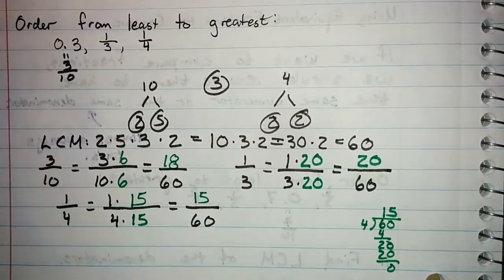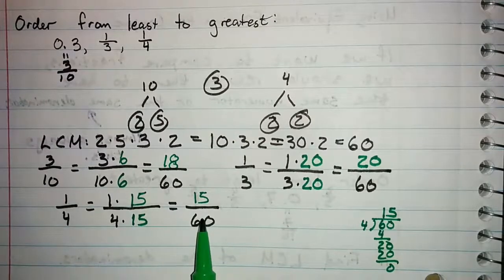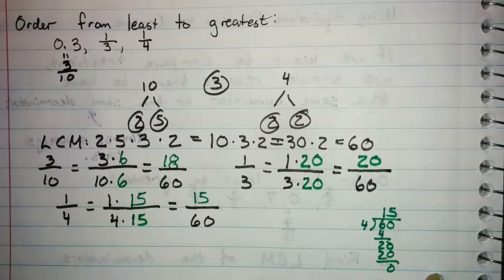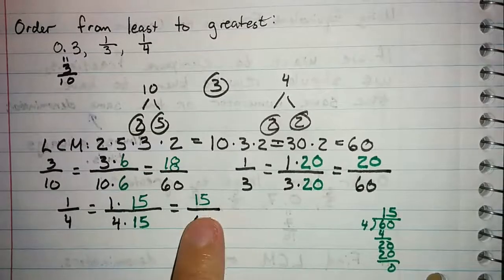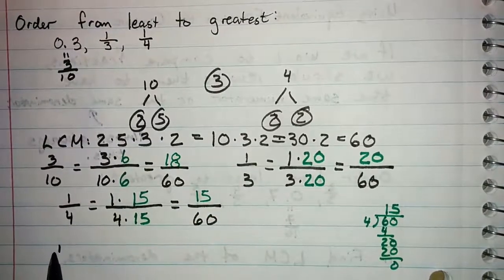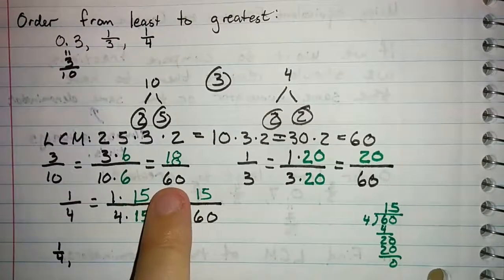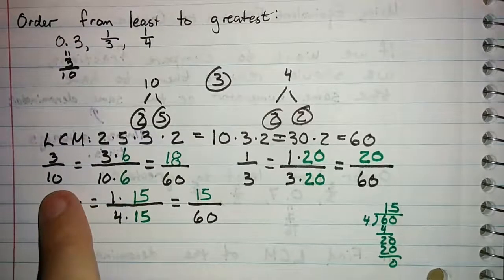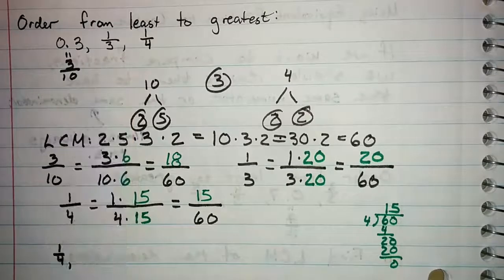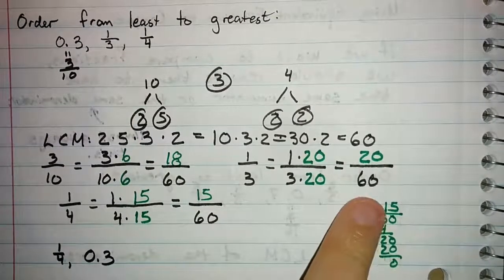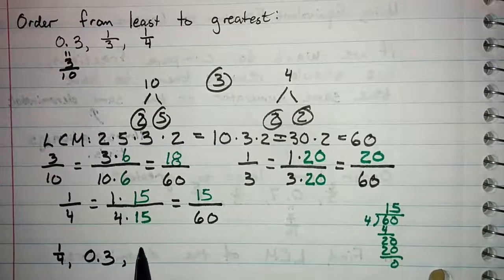All right, so what are my fractions here? 15/60ths, 18/60ths, and 20/60ths. I can order those. This one is the smallest. That's 1/4. This one is the next smallest. That's 3/10, which I was given as 0.3. And then came this one, 1/3.